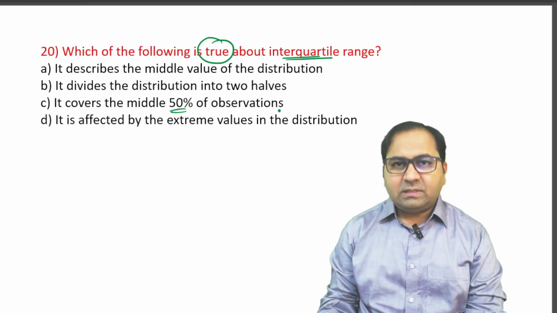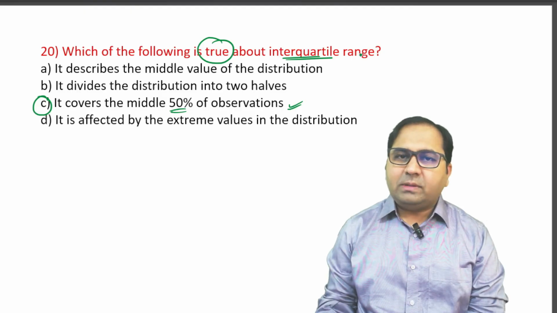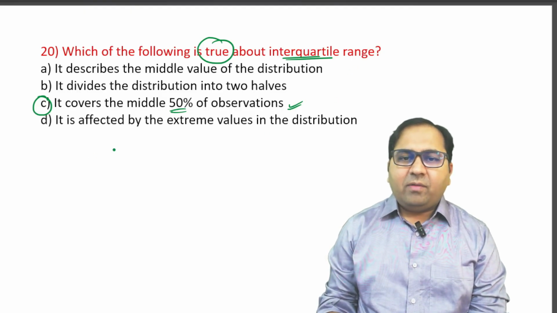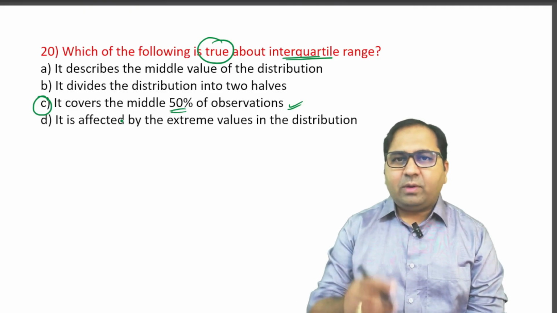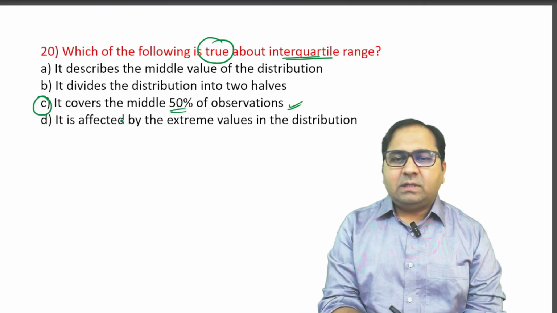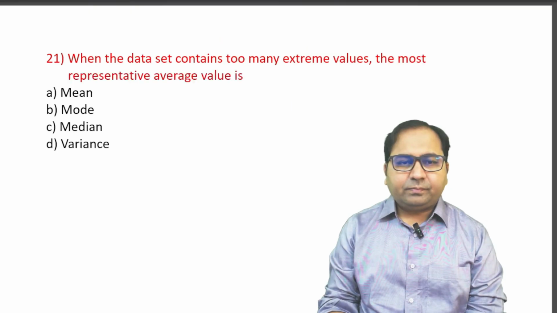So what is true about the interquartile range? The answer for this question is C, that it covers the middle 50% of observations. It is true about the interquartile range. We have done a discussion on interquartile range. Please go back a few questions. There you can have a discussion on the interquartile range.